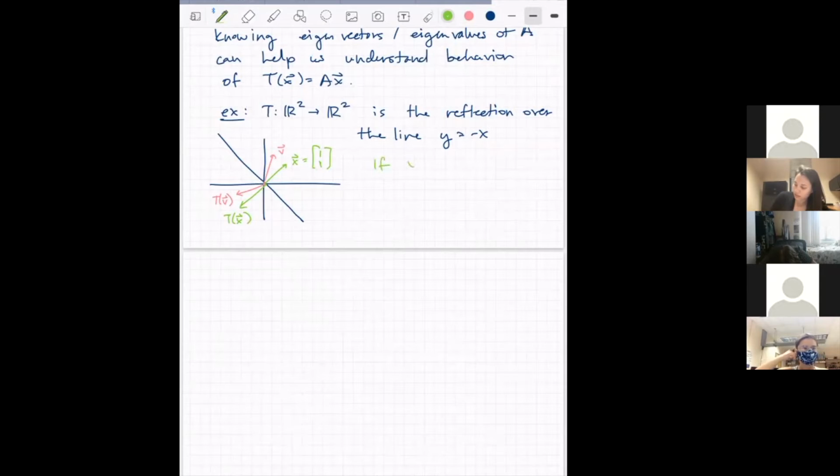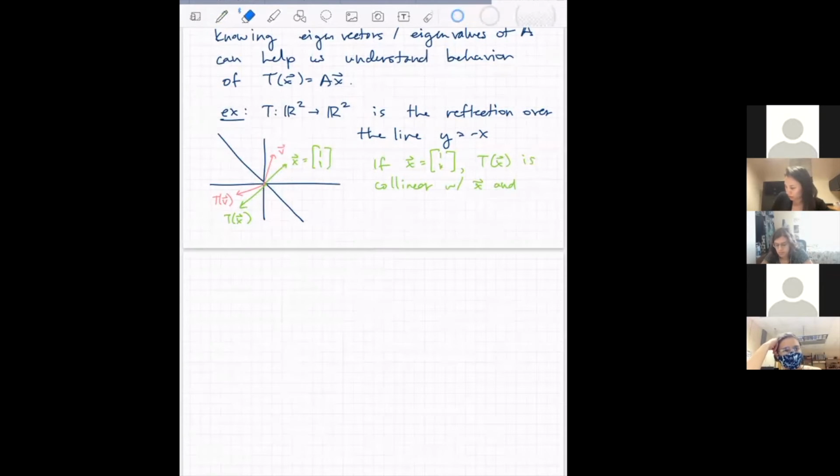So let's write this out. If x is equal to 1, 1, T of x is collinear with x and the origin, or we'll just say the zero vector, since T of x is just going to be, when we flip it over that line, -1, -1.